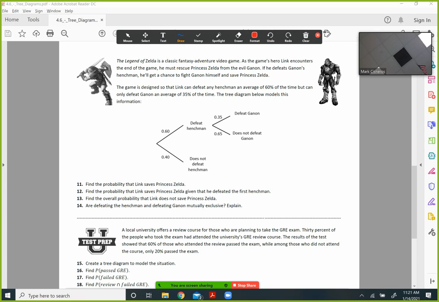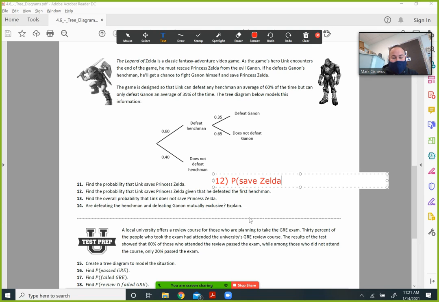I want to go over question number 12, because it's kind of like a trick question, but it's not really. Question number 12 says, find the probability that Link saves Princess Zelda, given that he defeated the first henchman. Well, first of all, in order to save Zelda, you got to defeat the henchman and defeat Ganon. If you read the prompt, that's how you got to do it. If you play the game, you already knew that. So on number 12, here's what my notation is going to look like. Save Zelda, given that they defeat the henchman.